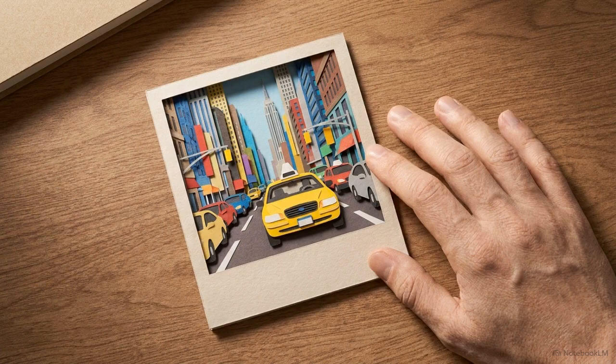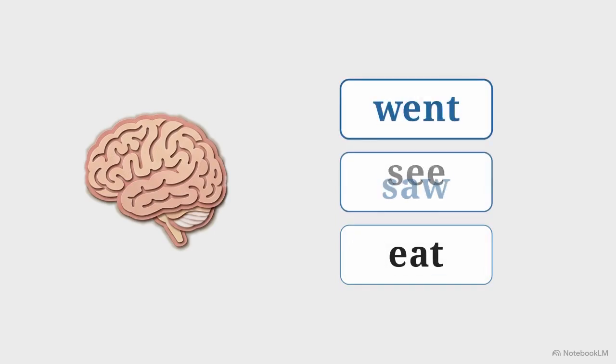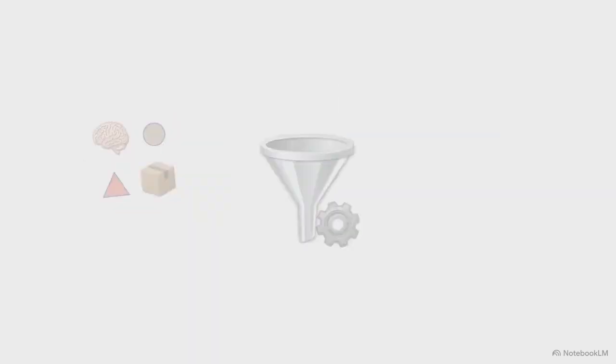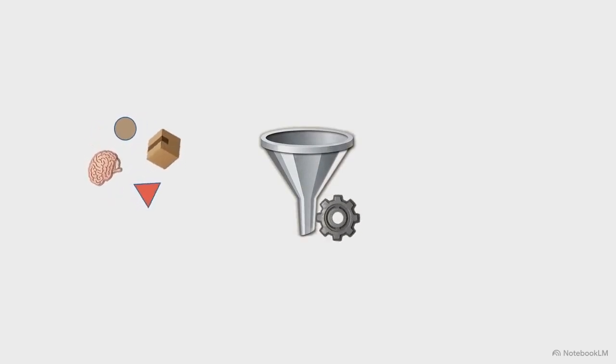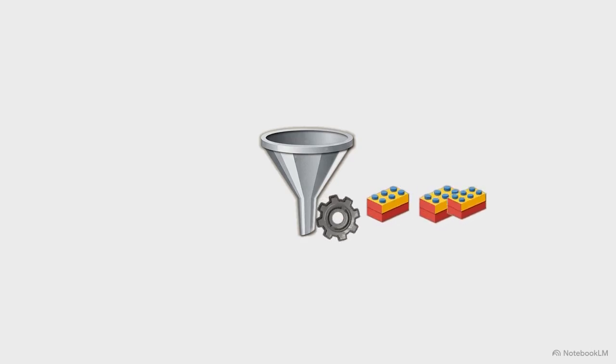To use this system, you only need 2 things. First, pick a specific memory you want to share. Second, make sure you know the basic past tense verbs for that memory, like went, saw, or ate. By the end of this lesson, you will have a clear step-by-step framework to transform a brief memory into a structured English narrative that keeps the conversation moving.